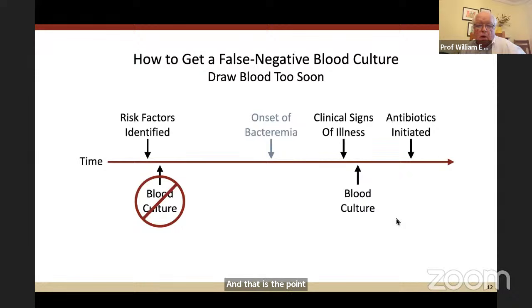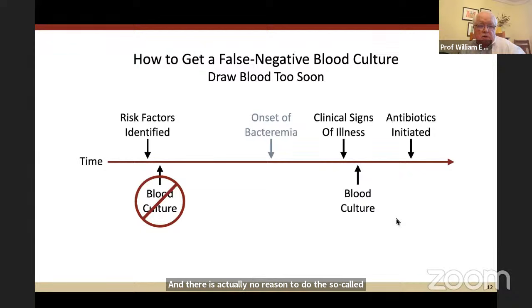If you draw the blood culture before the baby is ill, the baby may not yet have become bacteremic. The negative blood culture is not informative about the status of that baby by the time he or she has developed clinical signs of illness. So it is essential after the baby becomes sick to draw the blood culture at that point. And there is actually no reason to do the so-called screening blood culture based just on the presence of risk factors.